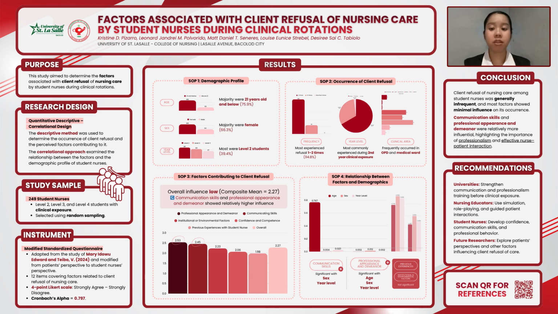For professional appearance and demeanor, all demographic variables, including age, sex, and year level, were significant. This indicates that perceptions of professionalism vary depending on students' backgrounds and level of training. In contrast, previous experiences with student nurses and institutional or environmental factors showed no significant differences across any demographic groups. Overall, while communication and professional appearance vary by student characteristics, other factors are perceived similarly, highlighting both individual differences and shared clinical experiences.